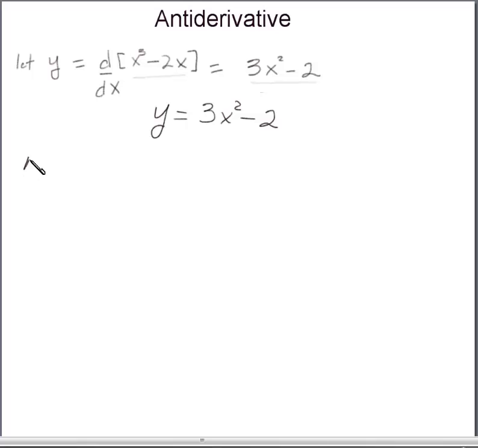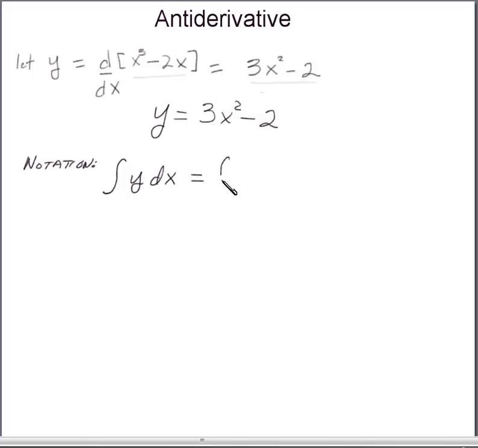I want to introduce a notation. Notation is a little complex, but it is very important because it gives us a concise way to write about complex ideas. So here's a notation for the antiderivative. That is an elongated s. It's an integral sign. The integral of y dx is a symbol for the antiderivative of y.